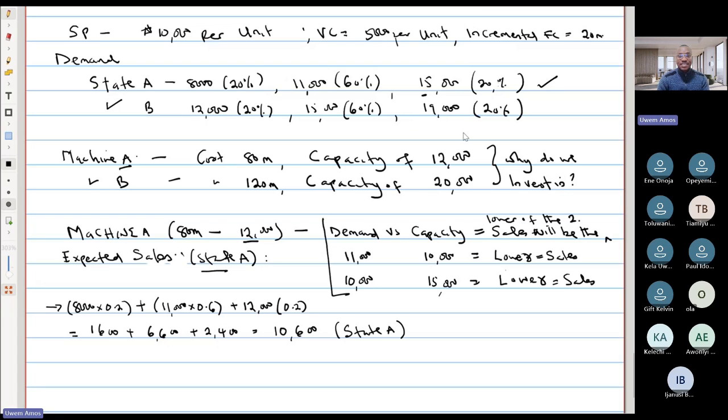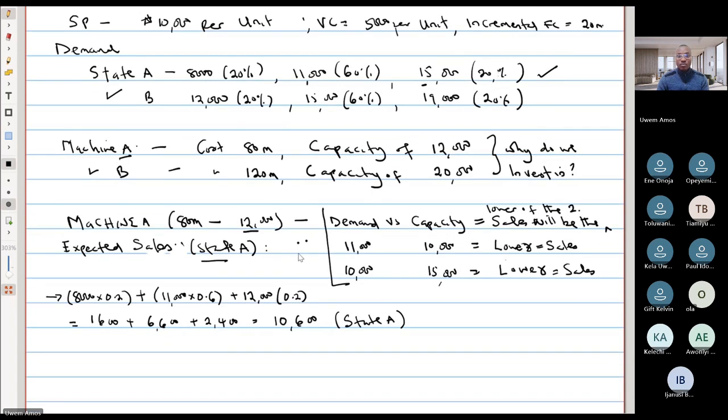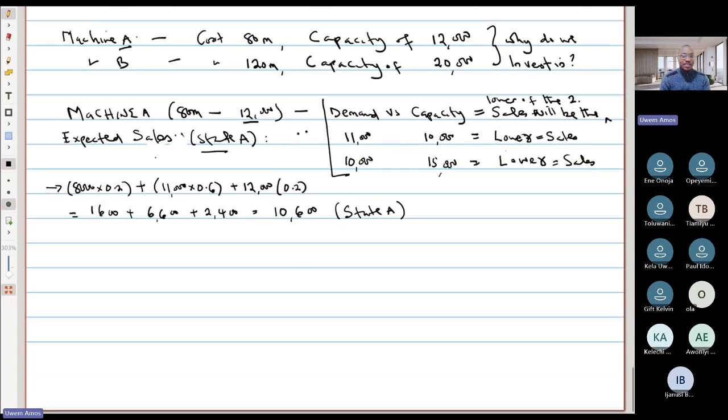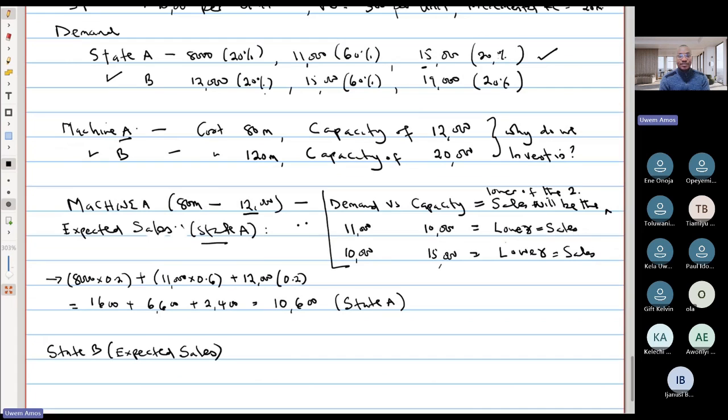Let's look at our state B. Okay, so state B, these are the expected demand and the probability. Don't forget we are still in machine A. Machine A can have state A or state B. So for state B, our first expected sales is 12,000. Our machine has a capacity of 12,000. We said that the sales would be the lower one. So 12 gives us 12,000.